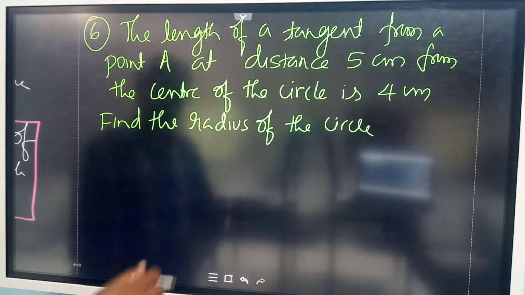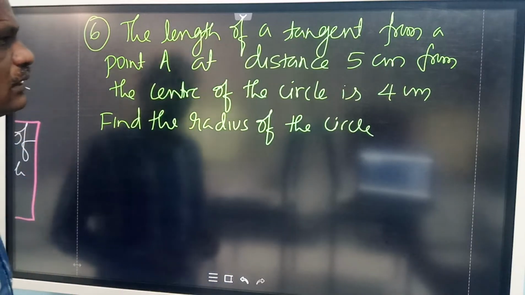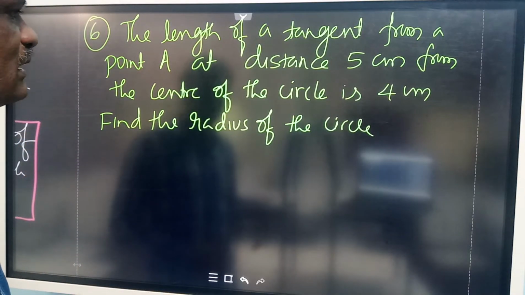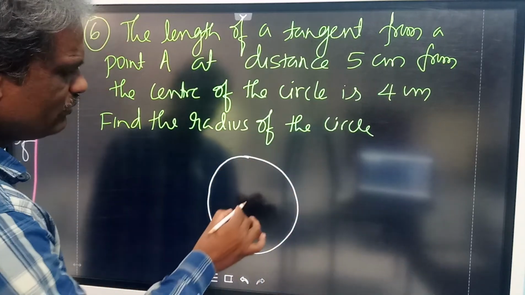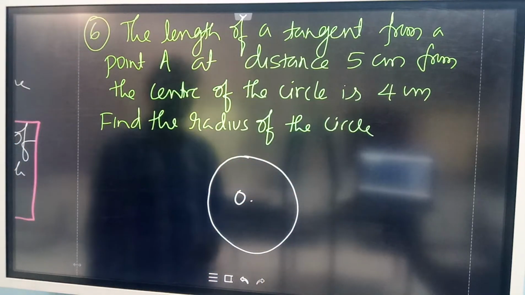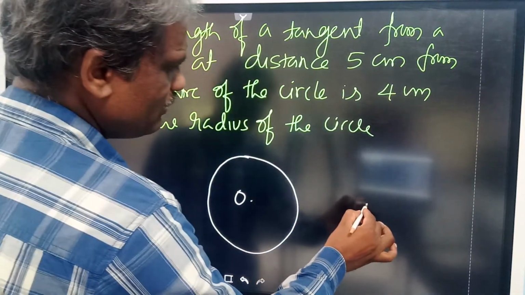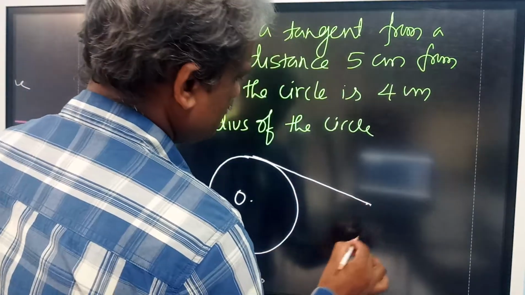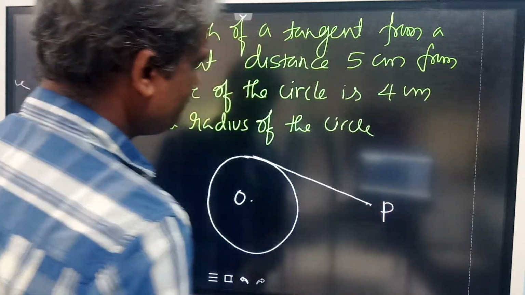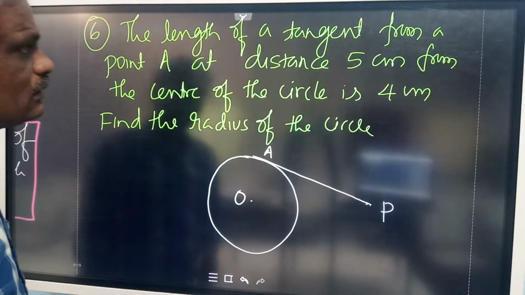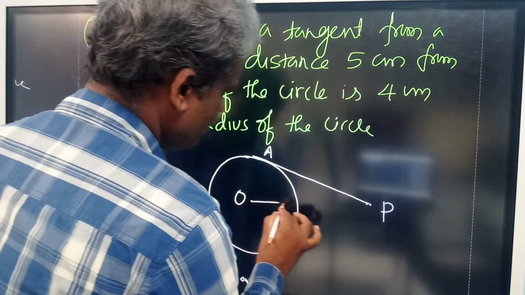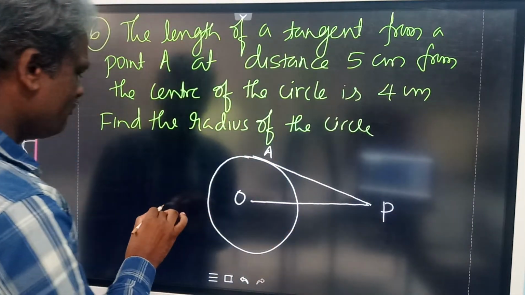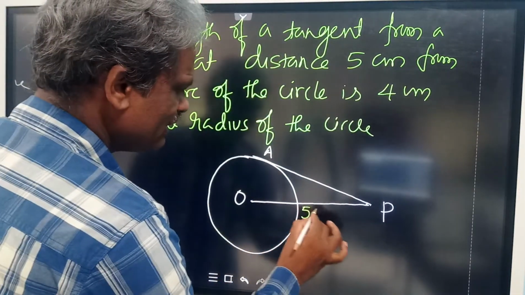The length of a tangent from a point A at a distance of 5 cm from the center of the circle is 4 cm. Find the radius of the circle. Let us draw a circle with the center O. They have given the length of the tangent. From the external point you can draw a tangent now. You can call this point P. This is A. The length of the tangent from a point A at the distance of 5 cm from the center. If you draw this one, this length is given as 5 cm.